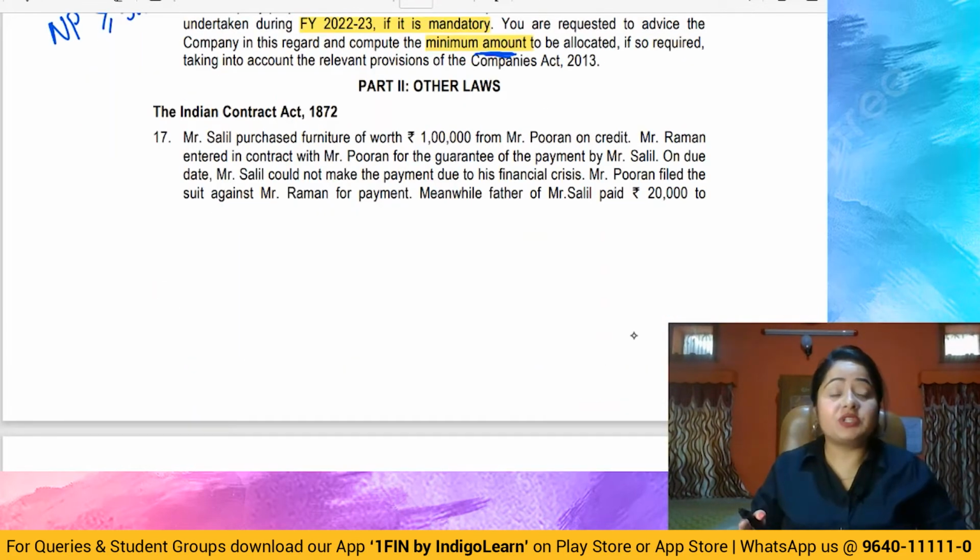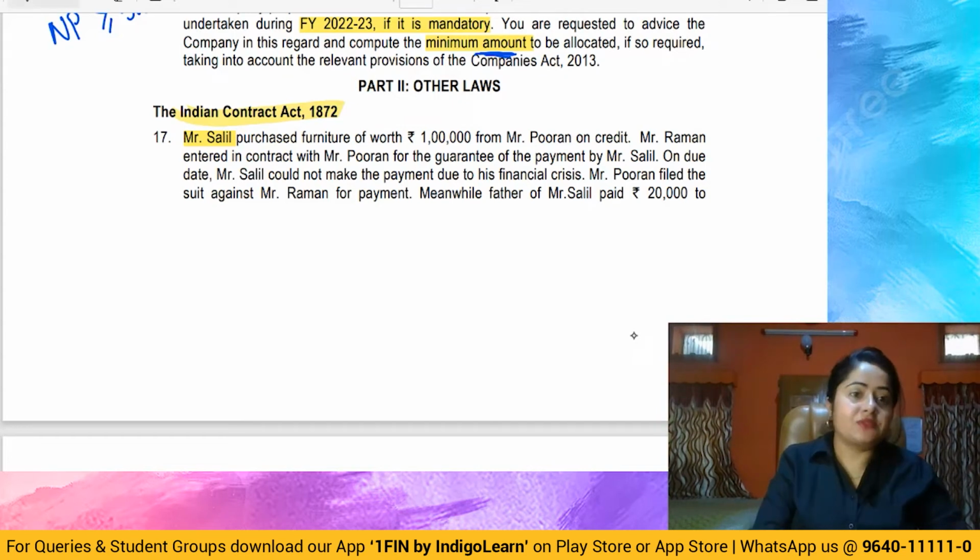So these were all the questions relating to the Companies Act. Now, let's move on to the Indian Contract Act. Okay, question number 17. Let's read this. Mr. Sahil purchased furniture worth rupees 1 lakh from Mr. Puran on credit. Mr. Raman entered into a contract with Mr. Puran for the guarantee of the payment by Mr. Salil. Okay, so what happens?